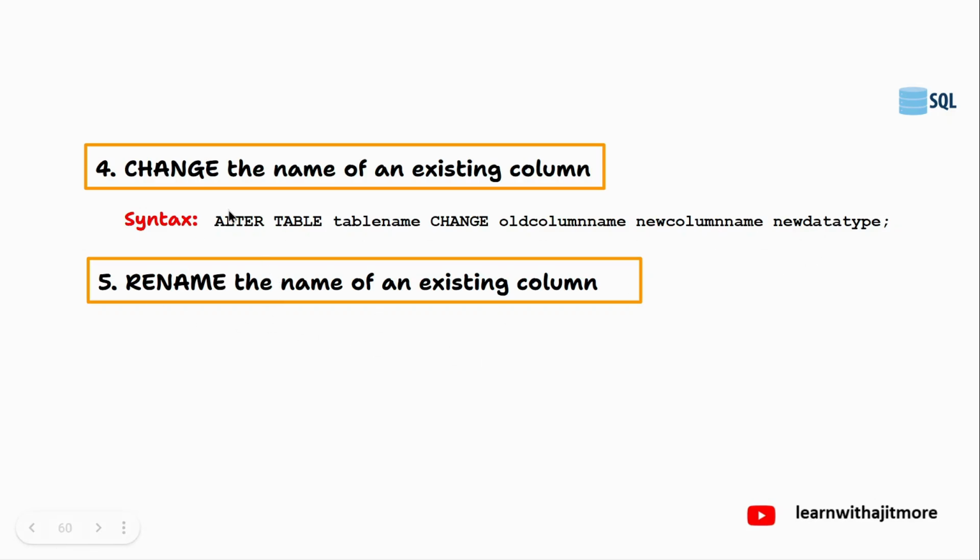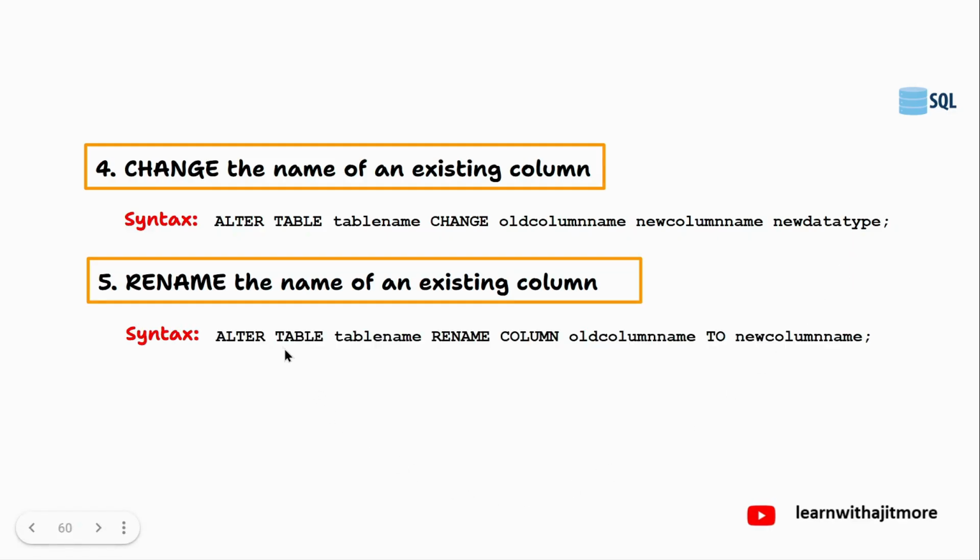then use a similar command, alter table, table name. Instead of using the change keyword, you have to use the rename keyword. Alter table, table name, rename, old column name. Then there is a keyword called to. You have to use the word to and the new column name. No need to give the data type. See, alter table, table name, rename column. Here the keyword column is needed.